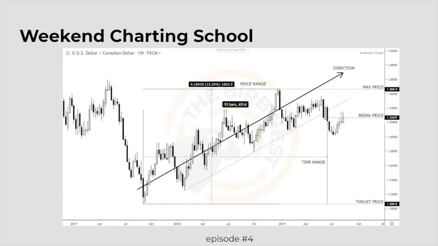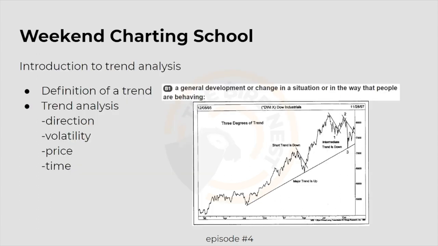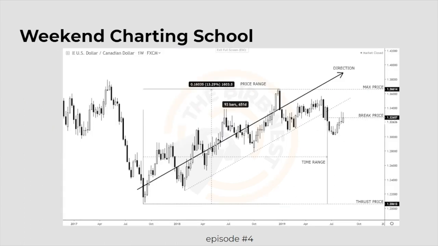So we're having the factors of price, the factor of time, the factor of direction, which is diagonal here in the upward way, and as you can clearly tell, the volatility represented by the price range from its thrust price, from its anchor, to its actual maximum within a given period. So these 4 pieces of information would be needed to define and analyze the trend properly.